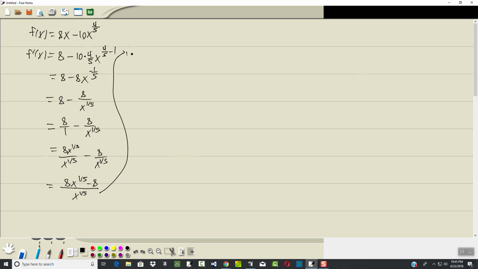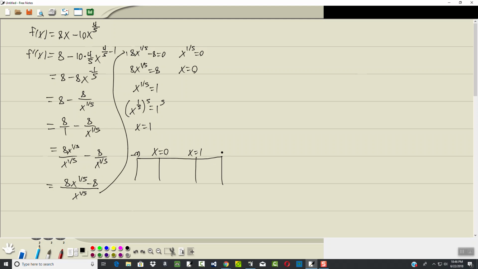Okay, so now I'm going to set the top equal to 0 to find my critical values, and I'll set the bottom equal to 0. So here I'll take the negative 8 over to the right side, becomes a positive 8. Divide both sides by 8, and we get x to the 1/5 is equal to 1. Take both sides to the 5th power, and we're going to get x is equal to 1. Now here I can just simply drop the 1/5, and we got x equals 0. So we got our critical values here.